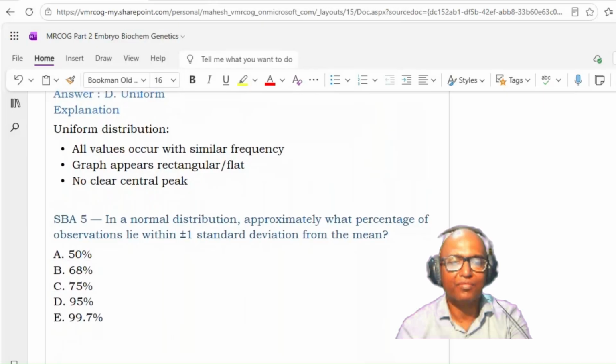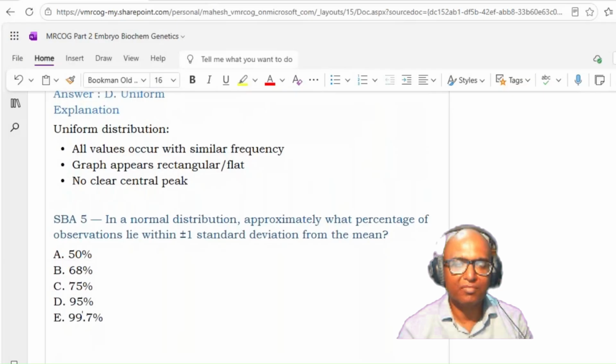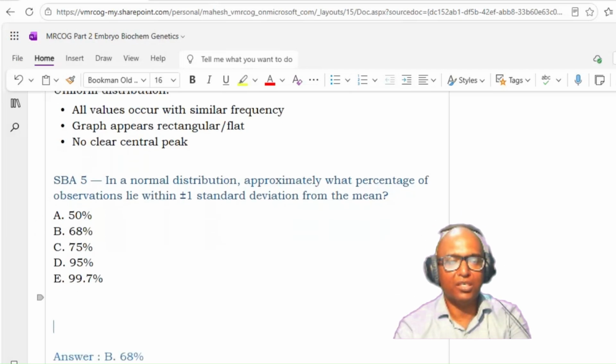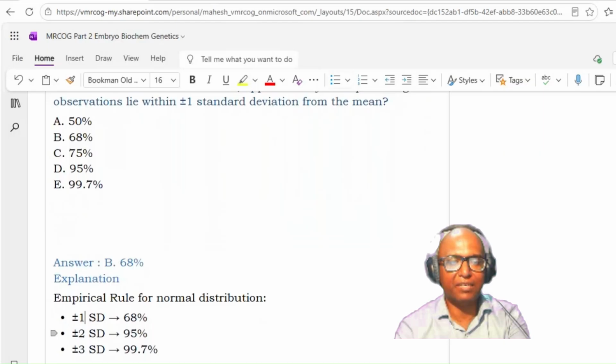Next. Question number 5. In a normal distribution, approximately what percentage of observations lies within plus minus 1 standard deviation from the mean? A is 50%, B 68%, C 75%, D 95%, and E is 99.7%. So plus minus 1 standard deviation is 68%. Option B. So here plus minus 1 SD is 68%, plus minus 2 SD is 95%, plus minus 3 SD is 99.7%.